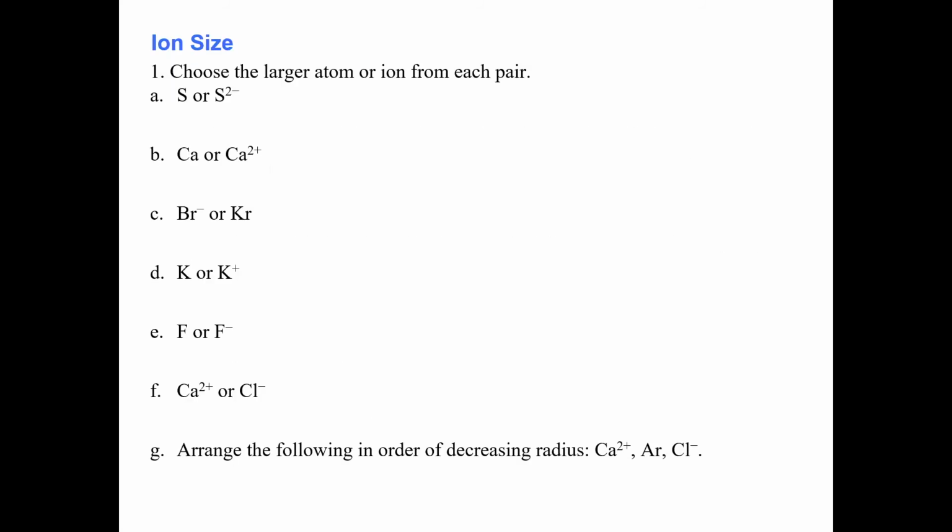So let's see how well you do here. We have 6 pairs of ions and atoms, with the last pair being 2 ions. You need to choose the larger species from each pair. And then with the last part, part G, you're going to arrange those 3 species in decreasing radius. So the last species that you're going to write, that will have the smallest radius. So please pause the video, figure all this out, and when you're ready for the answers, click play.